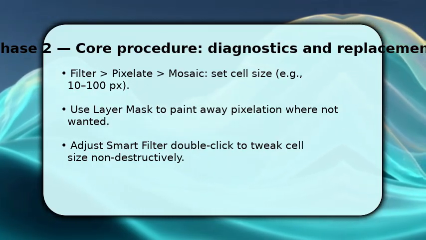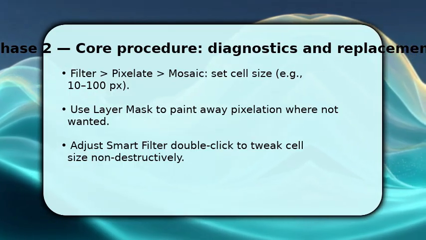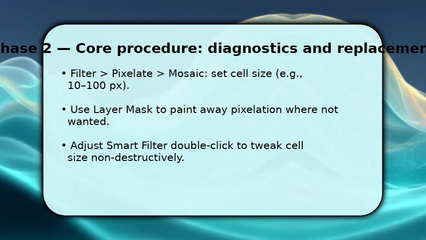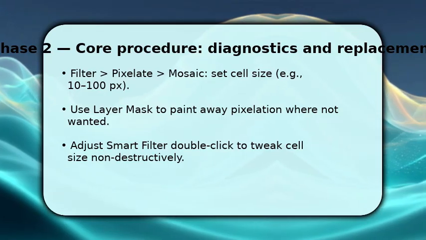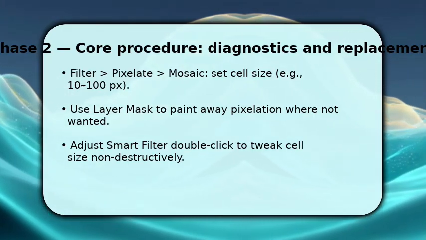Once applied, add a layer mask to the smart object and paint with a soft black brush to reduce pixelation in selective areas. This lets you blend the effect smoothly with surrounding details and control the visual emphasis precisely.